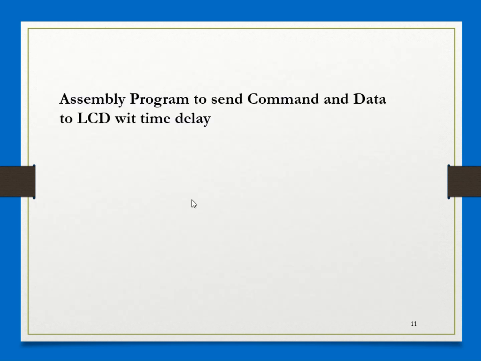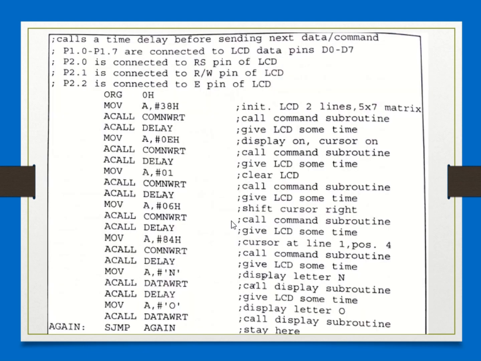So let us analyze some program. Here is an assembly program to send command and data to the LCD with time delay. It's quite a lengthy program, and I've split it. Observe here, P1.0 to P1.7 are the data lines connected. P2.0 is connected to the RS line of the LCD.